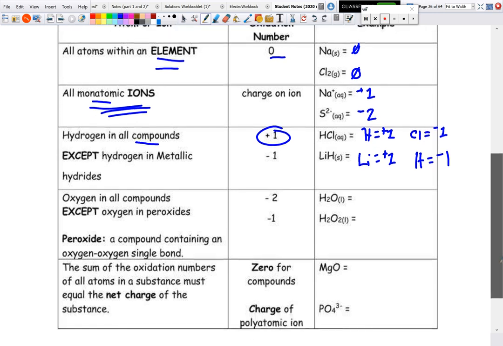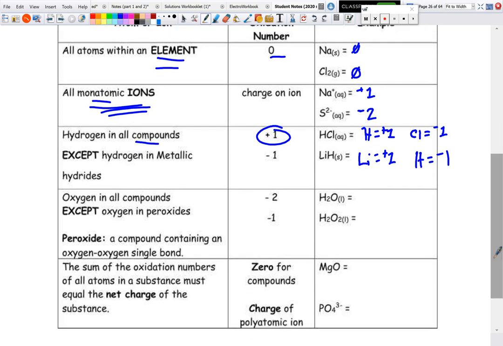Now, oxygen is one of the most electronegative atoms on the periodic table, except for fluorine. So this is why we have our own little exception for oxygen as well. In all compounds except peroxides, oxygen is going to be negative 2. In peroxides, it's negative 1.